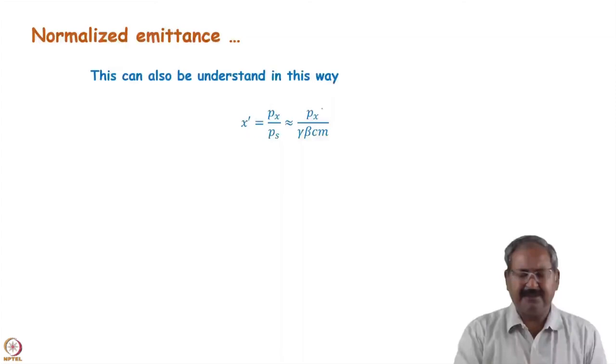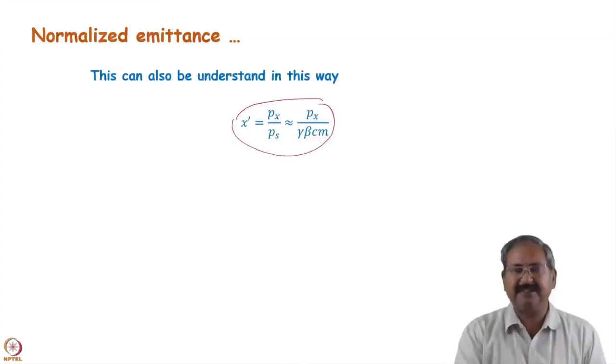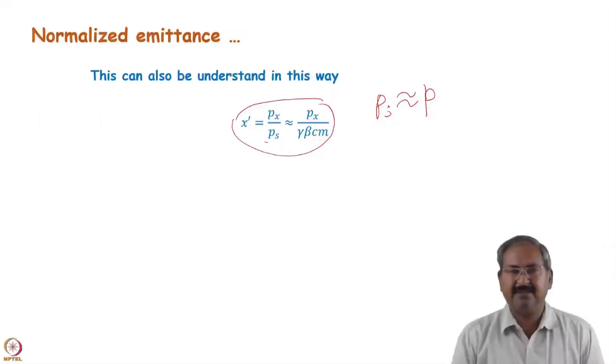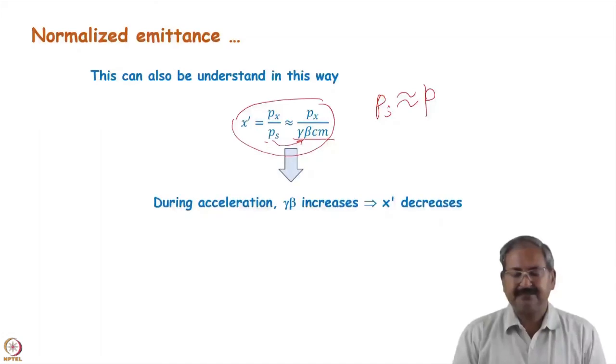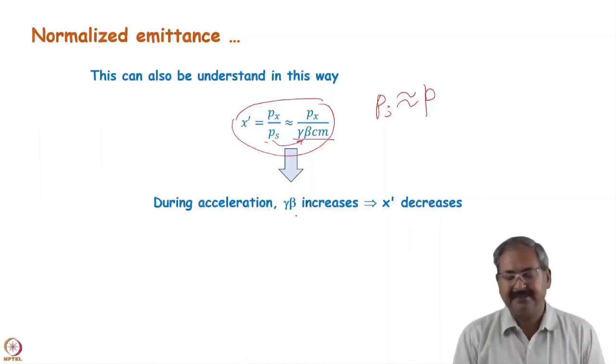This can also be understood in this way: X prime is equal to Px by Ps. Ps is approximately equal to P because we are working in the paraxial approximation, so the whole momentum is equal to the longitudinal momentum. For the longitudinal momentum, we can write gamma beta m c. During acceleration, gamma beta increases. So again, when gamma beta increases, X prime decreases.